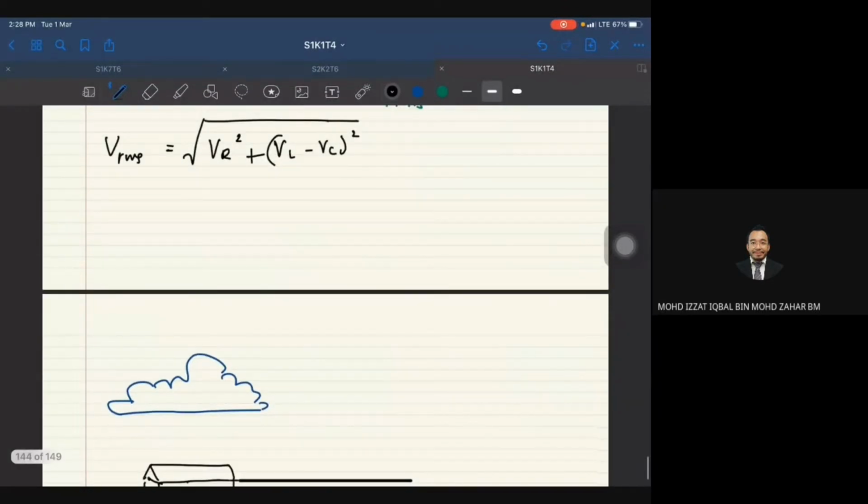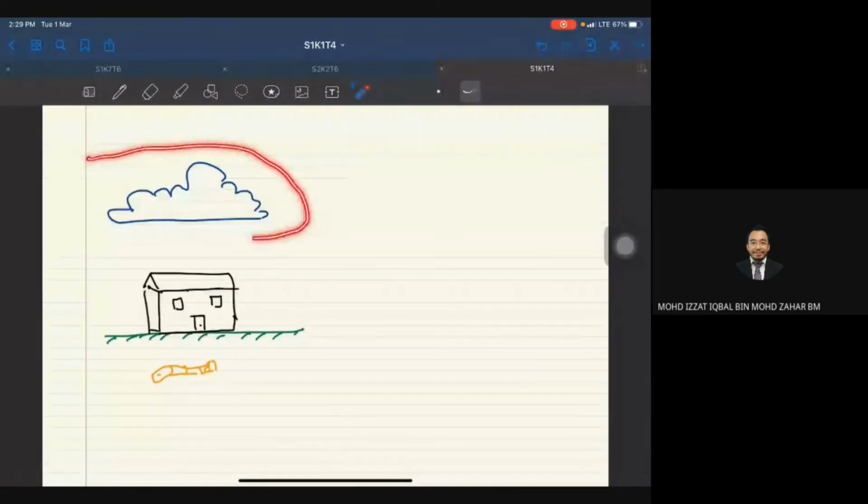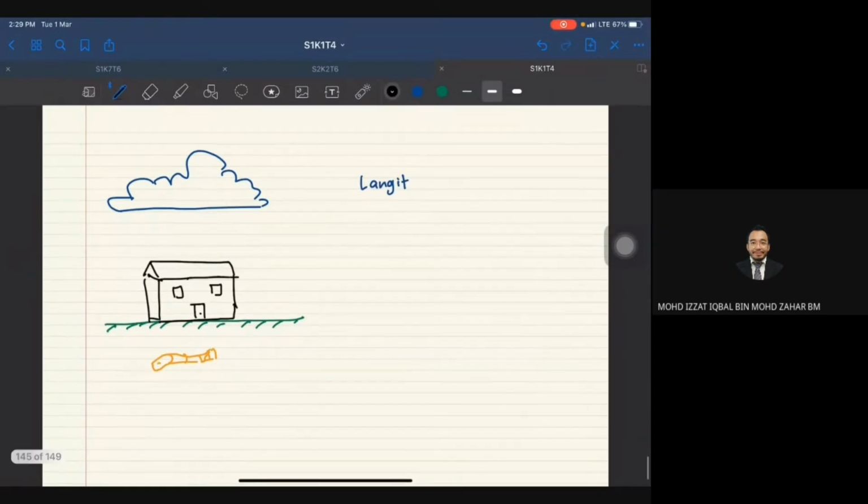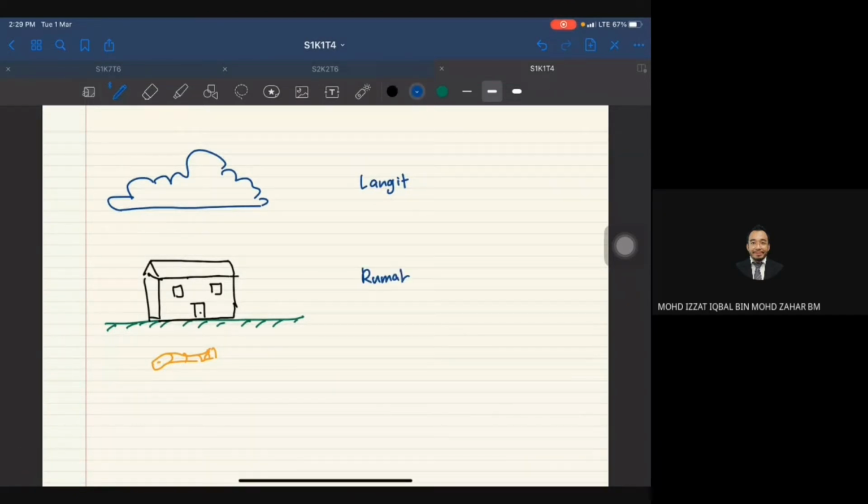Okay, kat sini saya ada lukis gambar, eh. So dekat sini ada langit, nampak macam awan tapi kita anggapkan dia sebagai langit. Sini kita ada rumah. Sini kita ada cacing, itu cacing. Okey, langit tu duduk dekat atas rumah ke bawah rumah? Atas. Atas, rumah dekat tengah lah kan. Cacing kat mana? Bawah rumah atau rumah? Bawah. Okay, saya ingat eh.